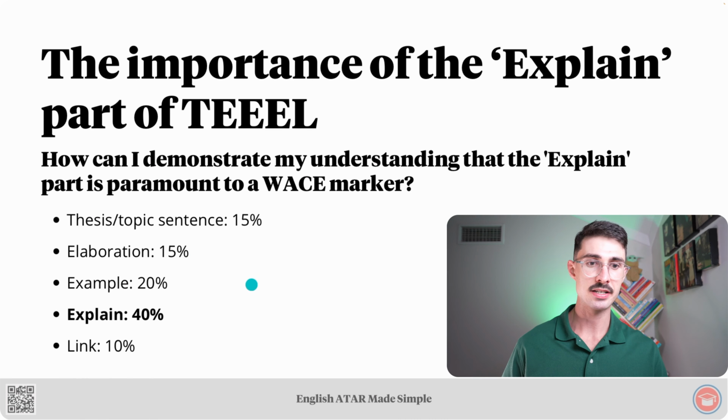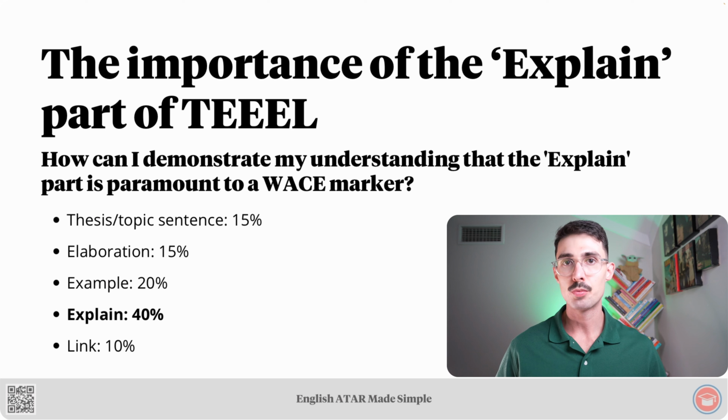We could apportion 15% of our total response to the thesis and topic sentence. We could apportion another 15% to the elaboration. 20% could go to the example, 40% would go to the explain, and the remaining 10% would go to the link. I want to emphasize that this breakdown is almost impossible to follow precisely. If you've got a 200-word response, it's very, very hard to make sure that 30 words are going to be from this, another 30 from this, 40 from this, 80 from this, and then another 20 from that.